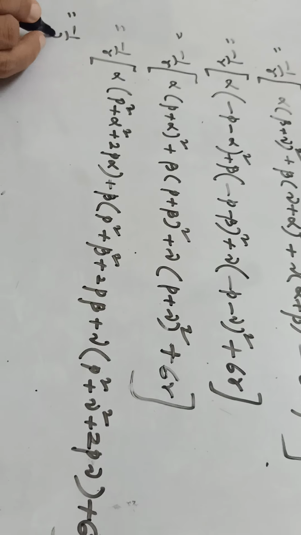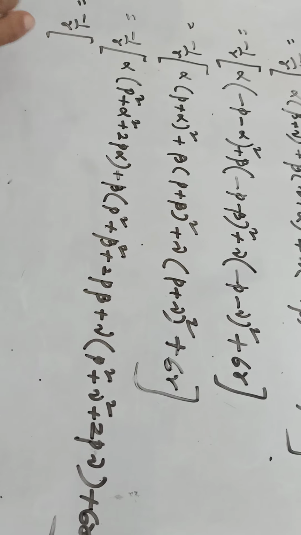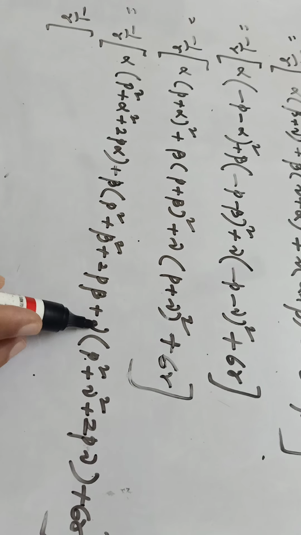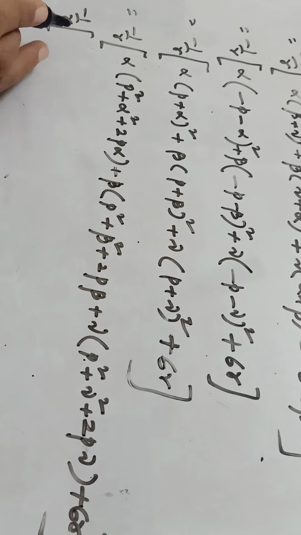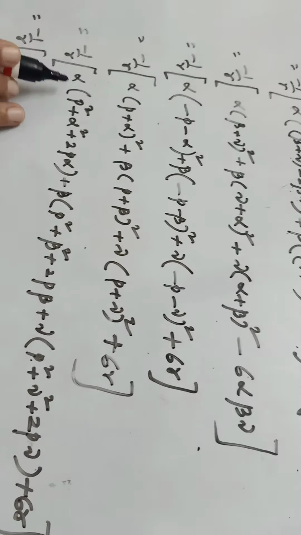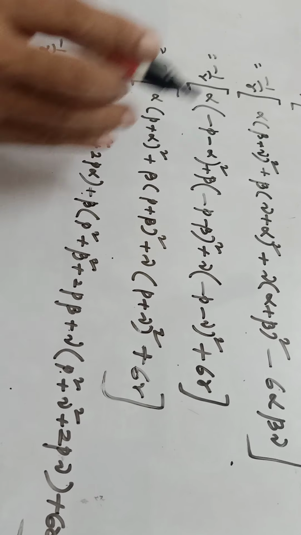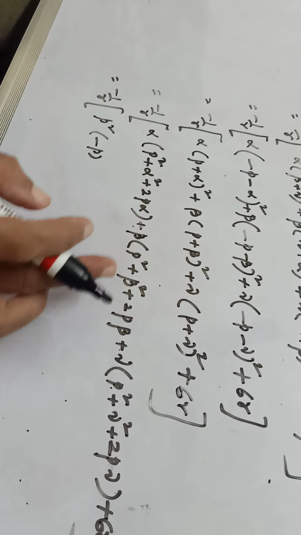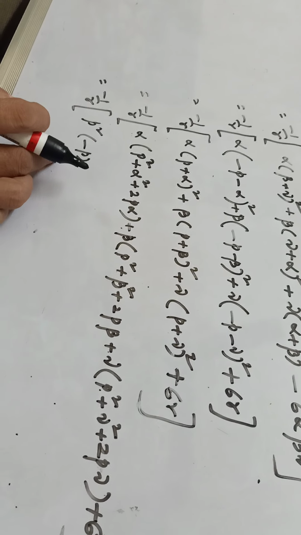So this is minus 1 by r into, here p square alpha, here the first term is p square beta, here it is p square gamma. From the first terms we can take out p square common. Alpha plus beta plus gamma will remain. Here alpha plus beta plus gamma, which is minus p. So by multiplying the first terms, we have got this.